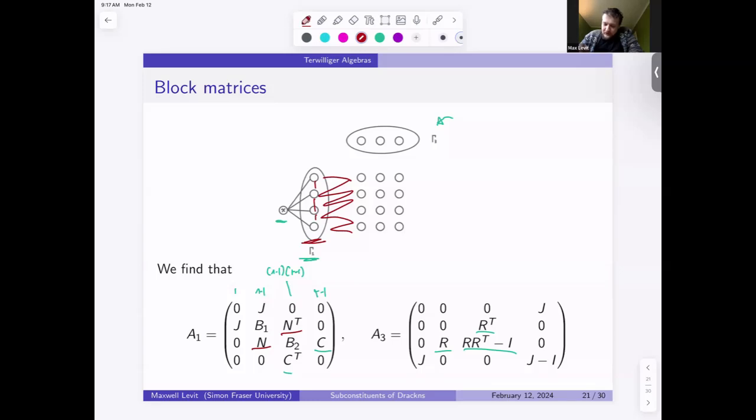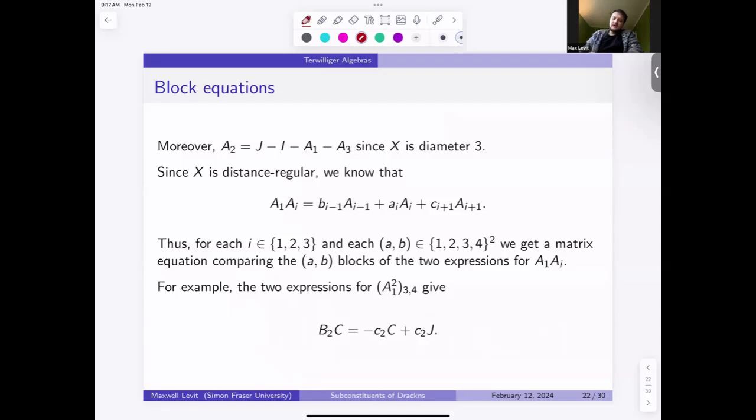So from this setup, what do we do? Well, we now bring in one more thing: we can actually calculate the second distance matrix, just from the fact that it's a graph of diameter 3. It's the complement of the union of the other two, right? If I take out the adjacency matrix, I take out the stuff at distance 3, I take out the identity, all taken out of J, that's just giving me the stuff at distance 2 matrix. So now we have all of these distance matrices, and we also go back to the fact that we're dealing with a distance regular graph, so we have the 3-term recurrence.